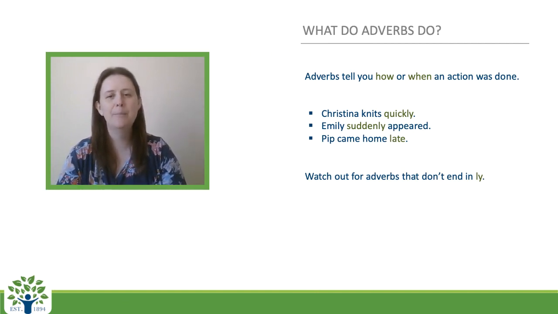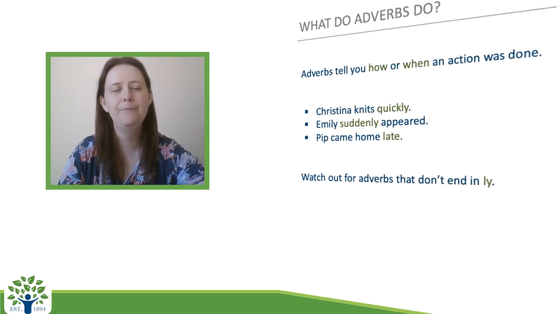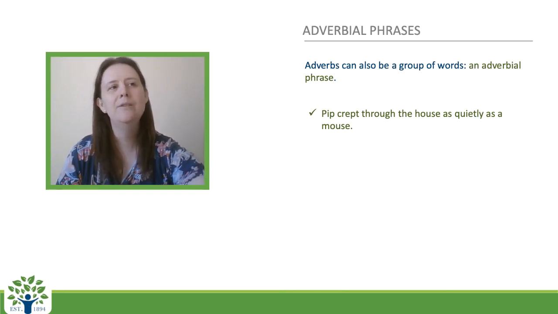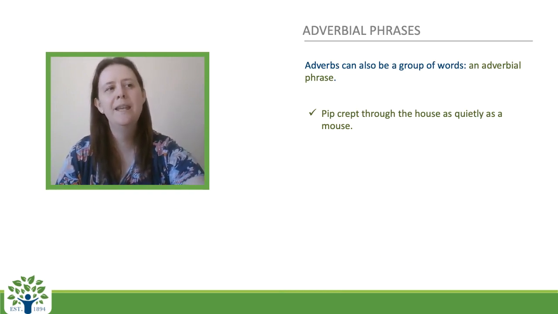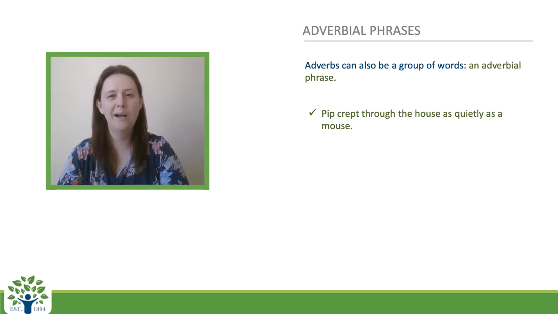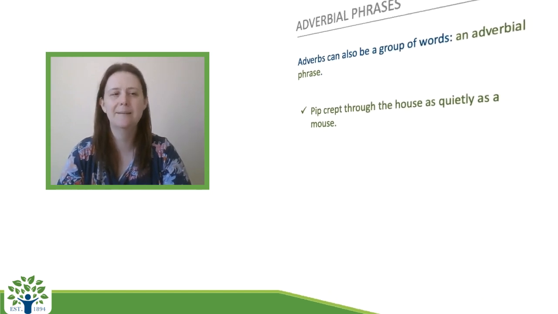examples. So for example, Christina knits quickly, Emily suddenly appeared, and Pip came home late. Be careful though, because not every adverb actually uses the ly. So adverbs can also be a group of words. So here's another example. Pip crept through the house as quietly as a mouse. So as quietly as a mouse can also be an adverb or similar to that.